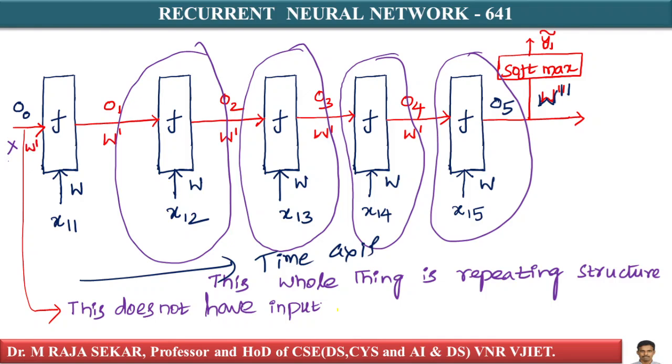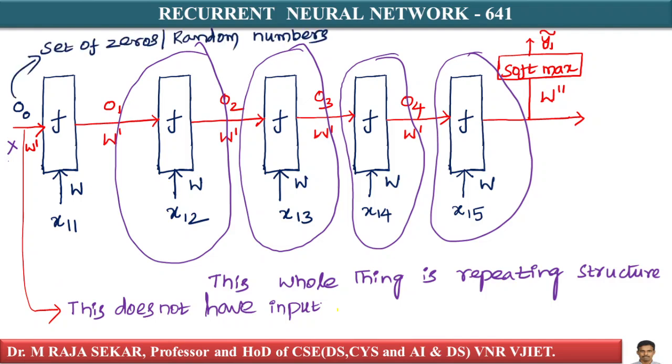Here also same thing. I'm keeping the same W dash, isn't it? Except that O0 is basically a set of zeros. What is your O0? It is a set of zeros or random numbers or Gaussian random numbers, because there is no zeroth word, isn't it? My W dash, W double dash are all initialized.